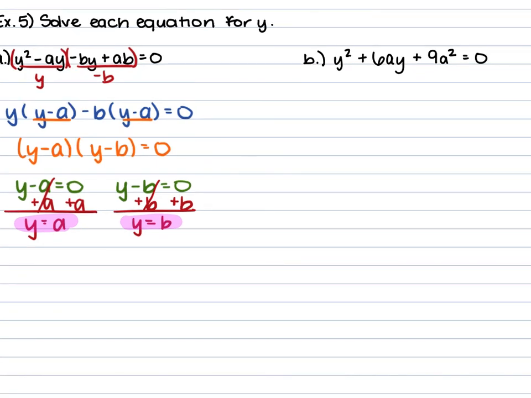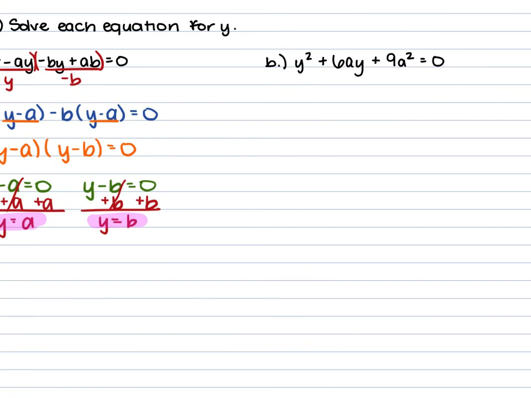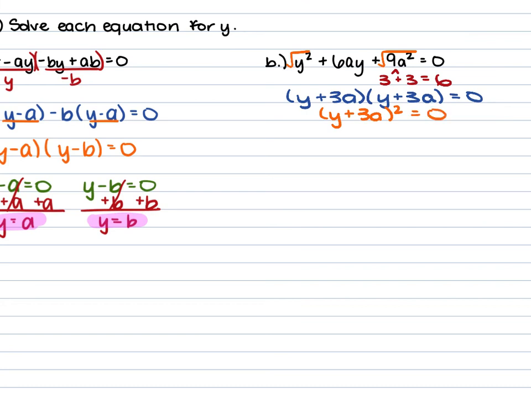For example b, we're given y squared plus 6ay plus 9a squared is equal to 0. Our factors of that 9 that add up to be 6 are 3 and 3. So we can factor this out as y plus 3a times y plus 3a is equal to 0. This is also a perfect square trinomial, so we could have said we can take the square root of that y squared, we can take the square root of that 9a squared, we get y and 3a, and 2 times y times 3a is that 6ay. So it's just y plus 3a squared is equal to 0.